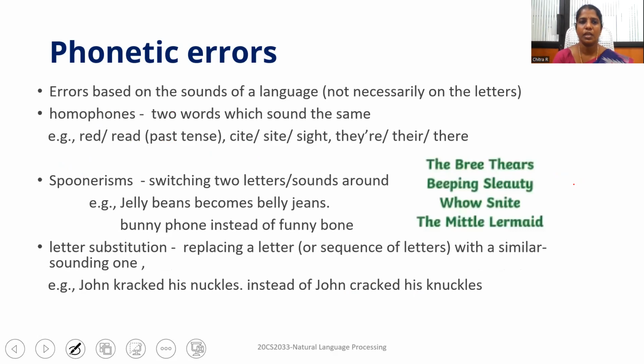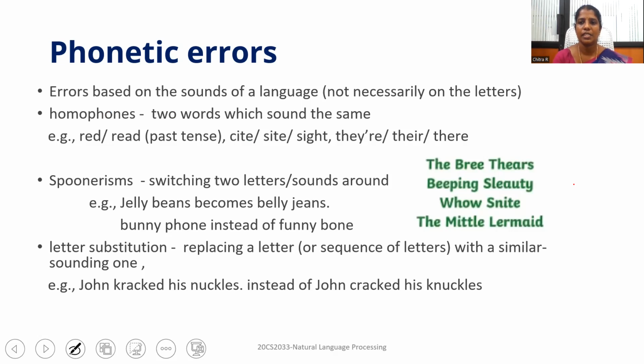The first one is the homophone. Homophones are two words which sound the same, and that creates an error. You try to instruct the computer with your words. You are saying "red". It may take that as the color red or as "read". Both sound the same. So that phonetic error, the same kind of pronunciation, will cause an error.